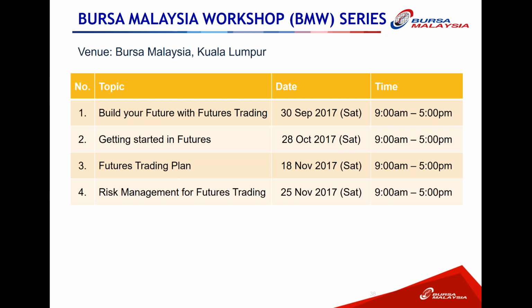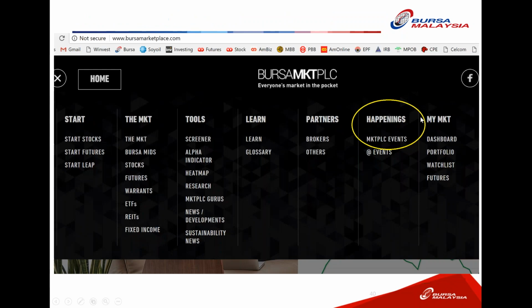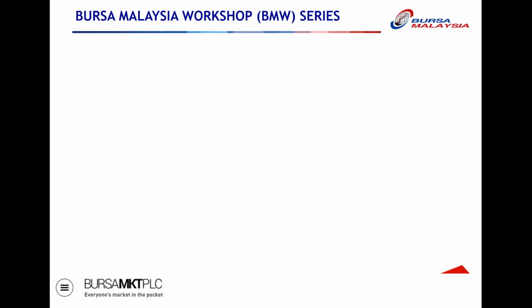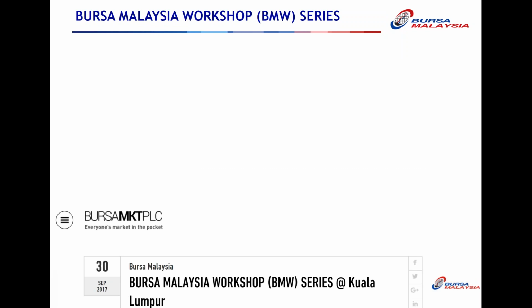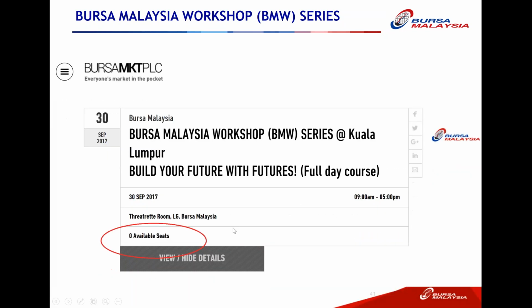For those who already registered, I believe some of you registered last month, but some of you might have missed out on the registration. As you all understand, you can register for these events through bursamarketplace.com. Once you key in, you go to happenings, marketplace events, then you can see a series of events being listed. A screenshot, for example, on 30th of September, we have this series of events. Then you can go and register.